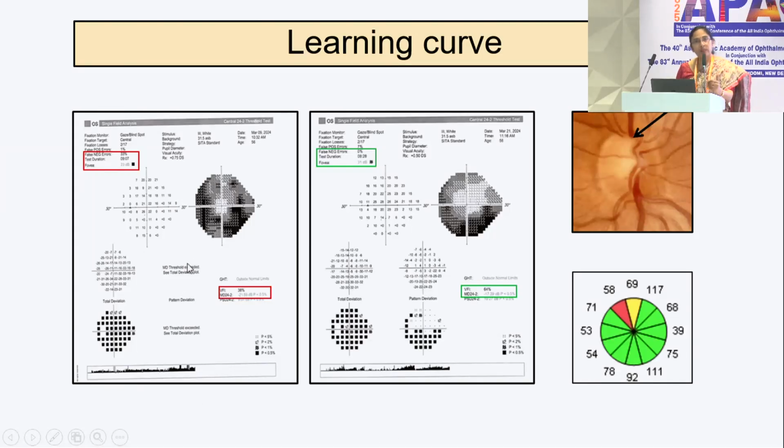So it often takes sometimes 2 to 3 repetitions of the test. Once the patient understands how to do the test, there is a definite change. See here on the left side, there is a very abnormal field, but after explaining and doing it repeatedly, the patient has now been able to perform the test well, and the field obtained on this side corresponds to the notch seen clinically.